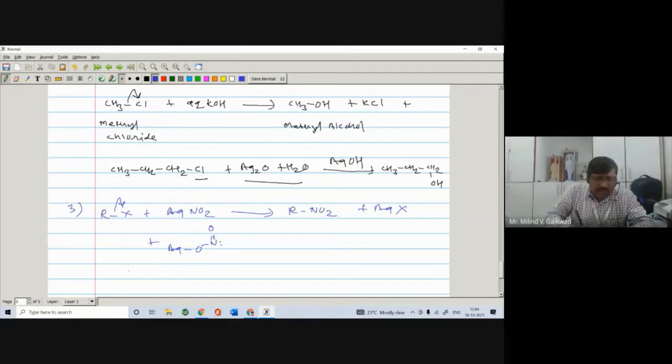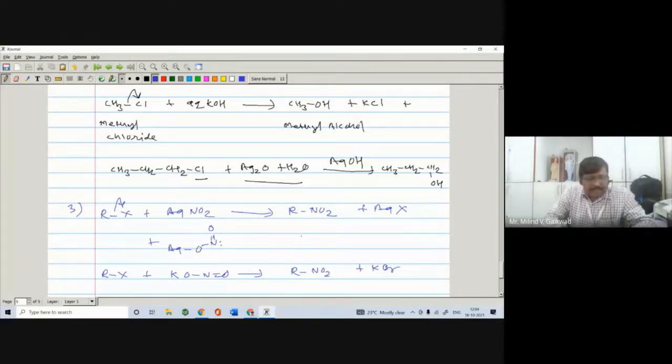Even when this alkyl halide is treated with potassium nitrite, K for potassium and NO2, here is the N double bond O, right? So with potassium nitrite, what happens? There is a formation of the corresponding RNO2 plus KBr. So in this way you get such types of compounds.